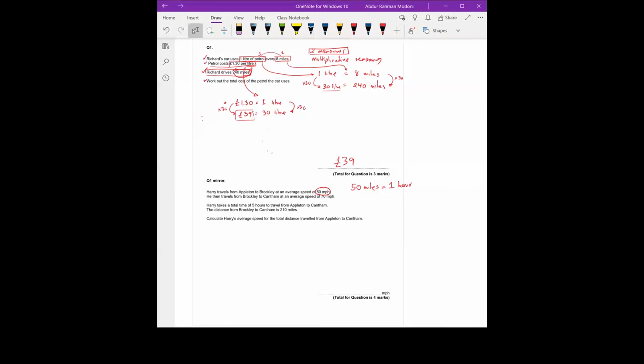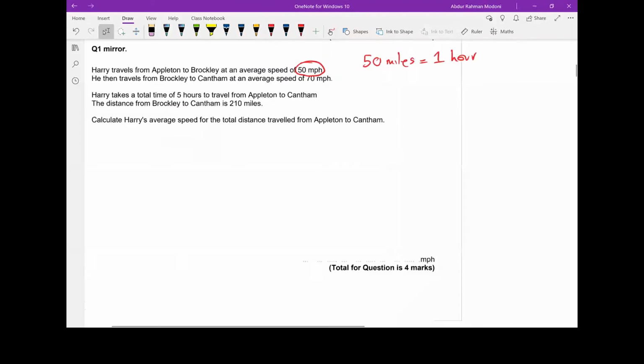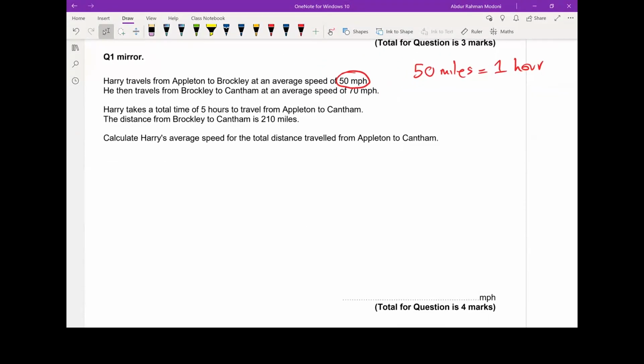So let's go and have a look at this question here. It starts by saying we've got Harry, who travels from Appleton to Brockley at an average speed of 50 miles per hour. And then he travels from Brockley to Cantam at an average speed of 70. That first sentence, Appleton to Brockley, I'll just draw a little line diagram and write down A for Appleton and B for Brockley. And the speed that they're going at from that point to that point is 50 miles per hour.